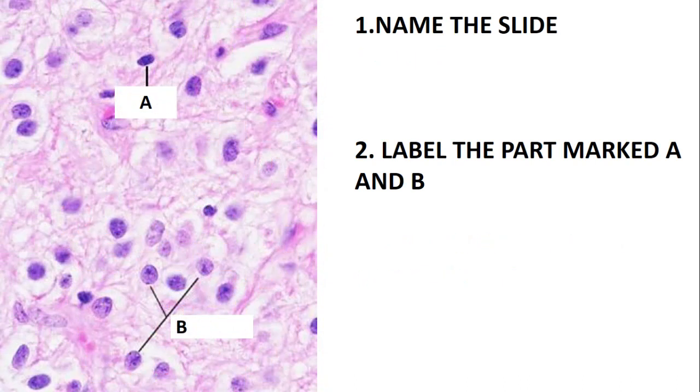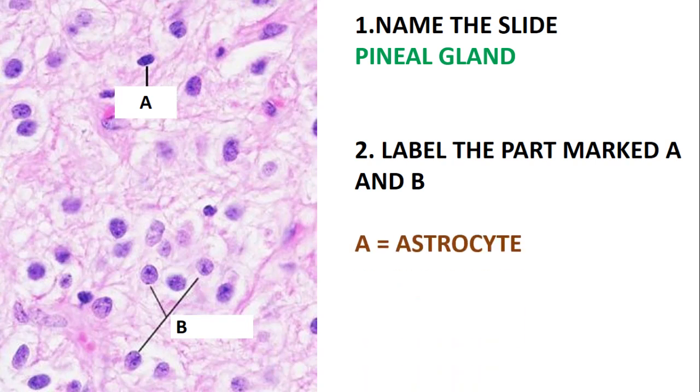Name the slide. If you look at this question, they have just projected the cellular part. So this slide is just of the pineal gland. The pineal gland has important cells within it. You can look at the glial cells which are dark stained and small in nature, and then you have the pinealocytes which are also found in the pineal gland. Label the part marked A and B. The first one is the astrocyte which are indicating the glial cells, and then B is just the pinealocytes.